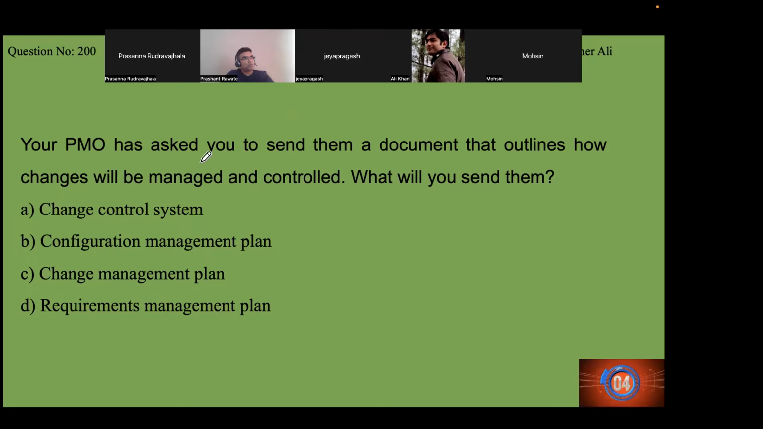What will you send them? The PMO, the project management office, has asked you to send them a document on how changes will be managed and controlled. So they are asking for a document that will basically describe how changes will be managed in the project. This is not about product, not about requirements, this is about procedures. The change management plan is the document that tells you how the changes will be managed and handled. Okay, change management plan.